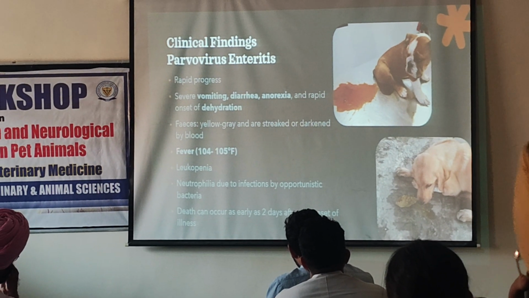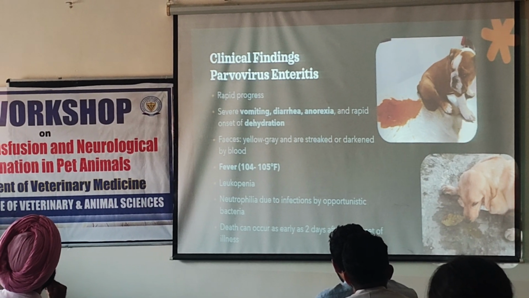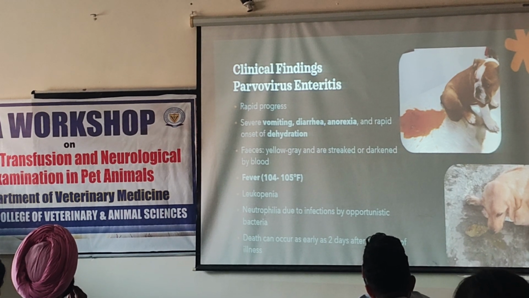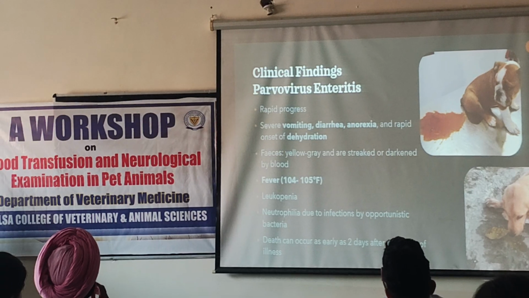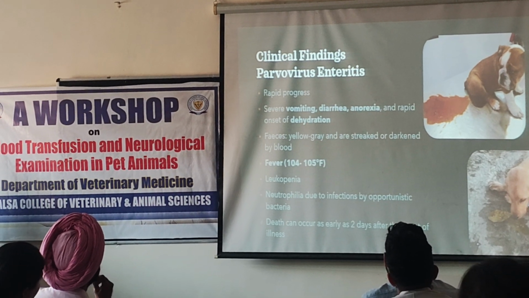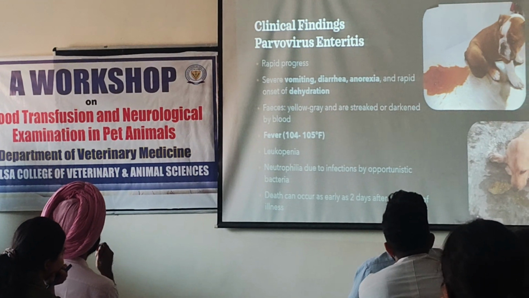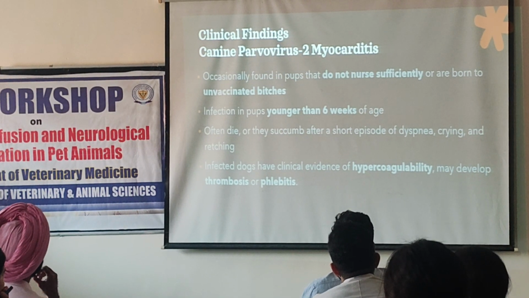The clinical findings of parvovirus enteritis are mainly vomiting, diarrhea, anorexia, and rapid onset of dehydration. Feces color changes to yellow-gray or sometimes is darkened by blood. Fever of 104 to 105 degrees Fahrenheit, leukopenia, and death can occur as early as 2 days after the onset of illness.